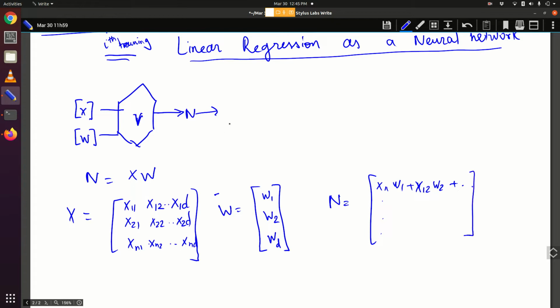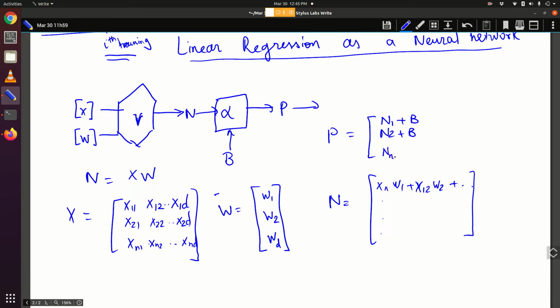Then we will pass it through another layer, which is the bias layer. Here we will add a bias B. So what will it do? It will produce a value P, and P will be equal to N1 plus B, N2 plus B, ... N small n plus B, right? It's just adding a bias. This is linear regression, remember?